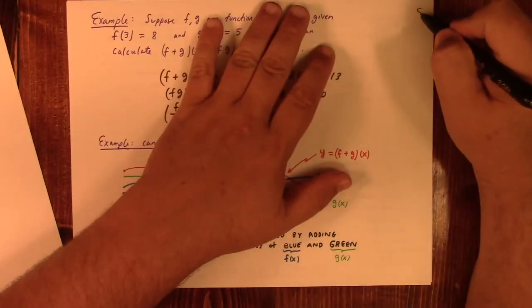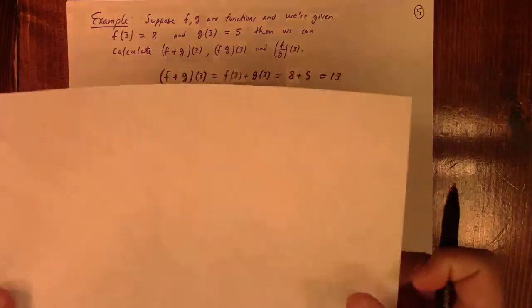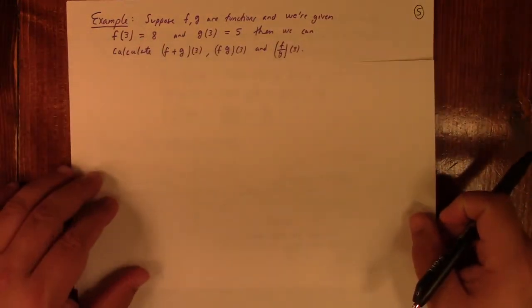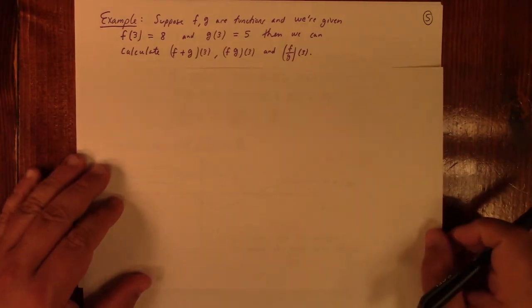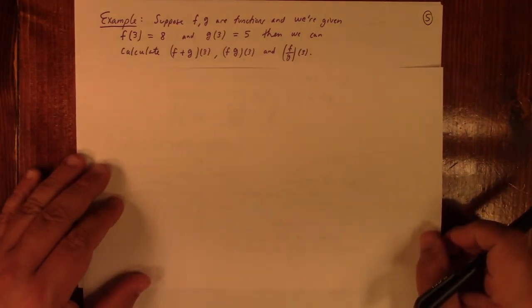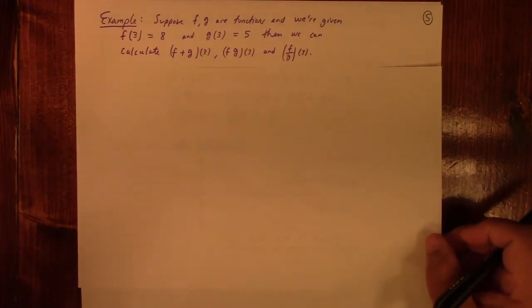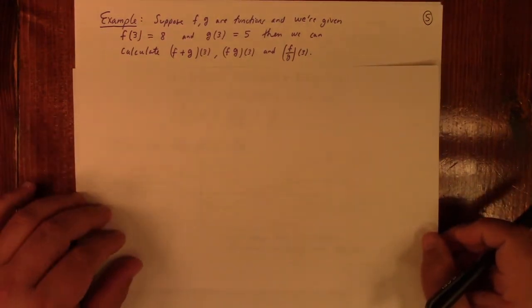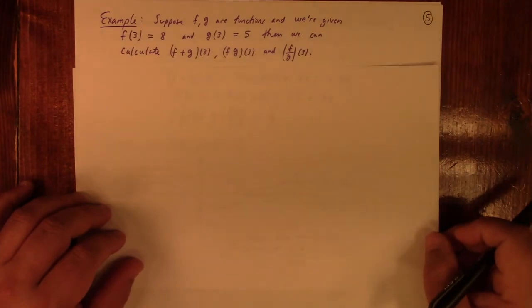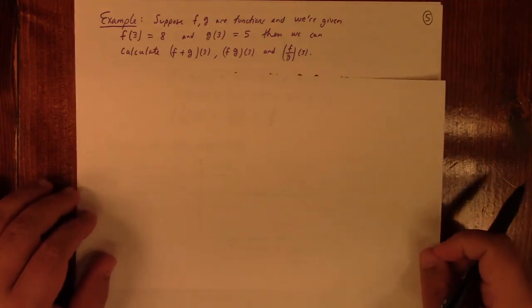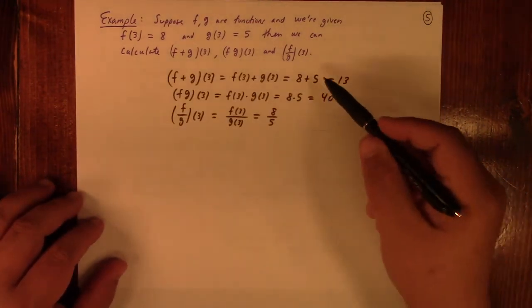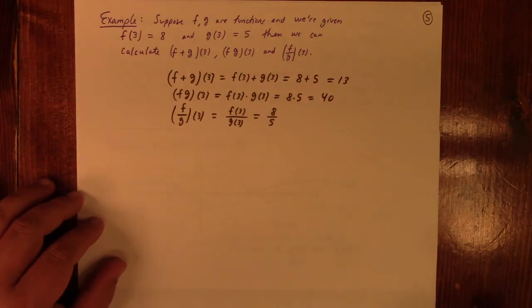This is page 5. All right, so suppose f and g are functions, and we're given that f of 3 is 8, g of 3 is 5, and that's all we know. We don't have formulas, right? But we know that the value of f is 8 at 3, and the value of g is 5 when you input 3. Well, then we can calculate the sum and the product and the quotient just like that. Add, multiply, divide, there you go. So we don't always need formulas to calculate the sum, the product, or the quotient functions, right?